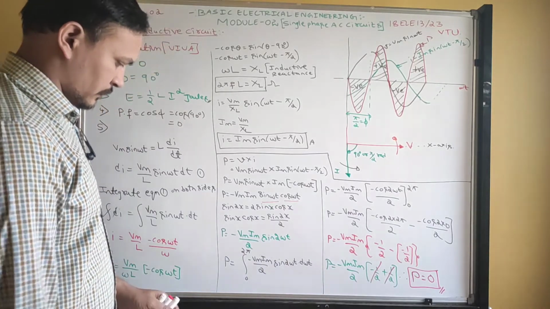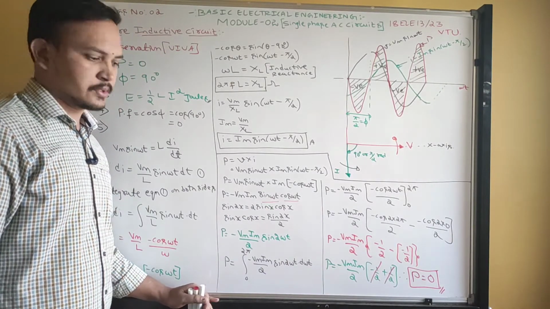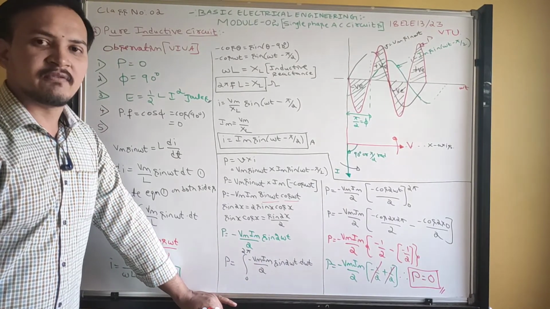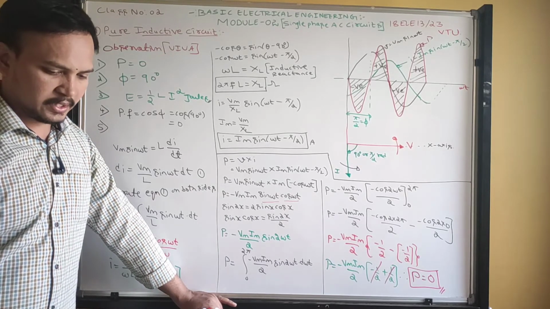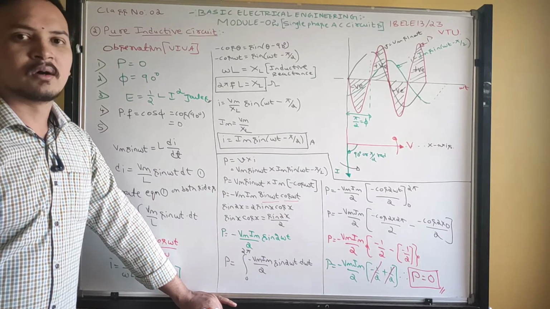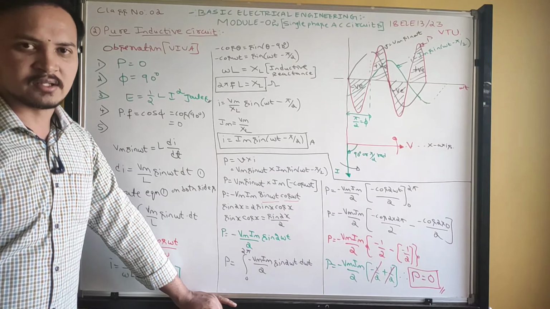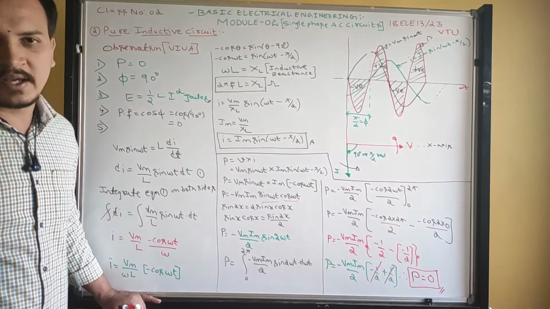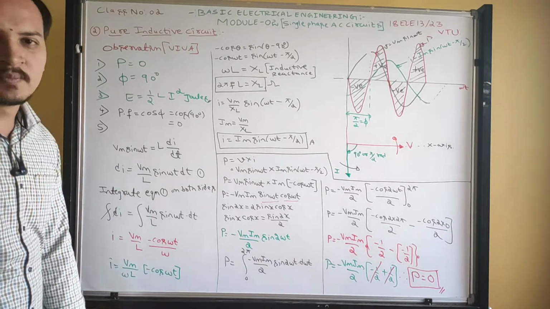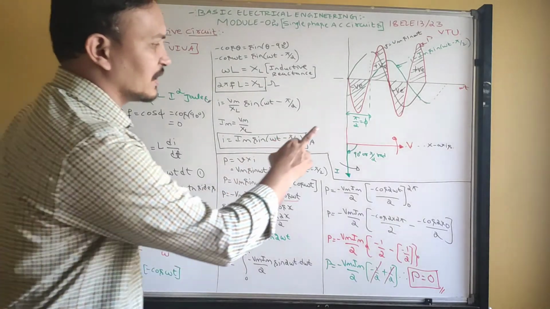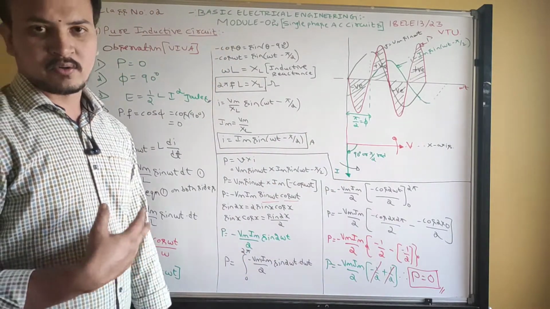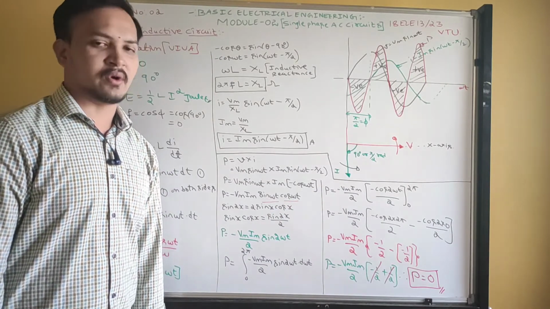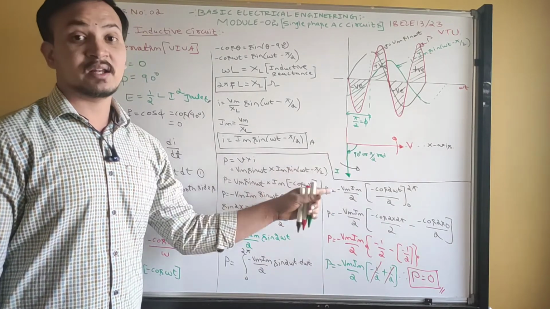Next, fifth point. Pure inductive circuit is also called lagging phase difference. Last point is not much important. Since we are discussing two quantities, we are telling about phase difference. Phase difference means minimum we need two quantities. With respect to those two quantities, current lags the voltage by 90 degree.